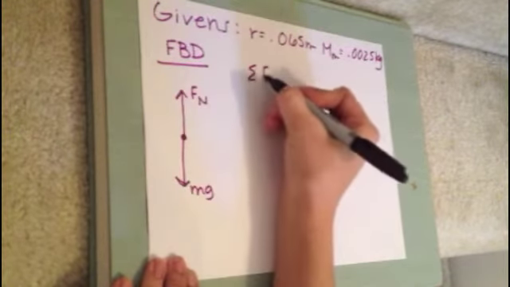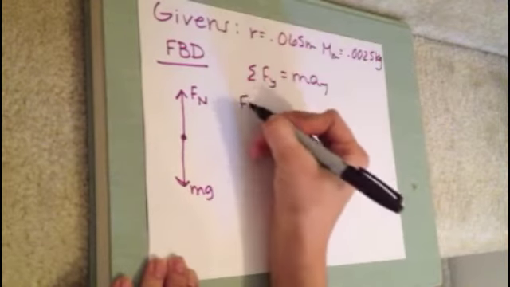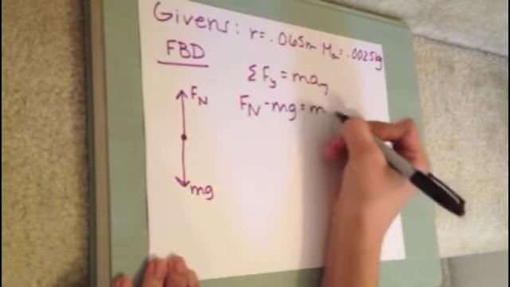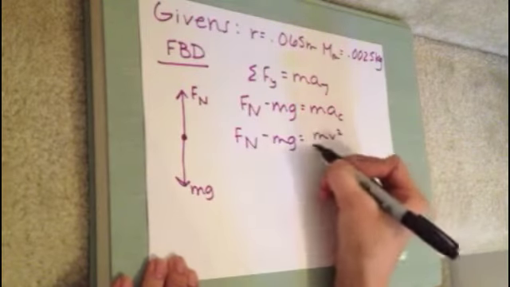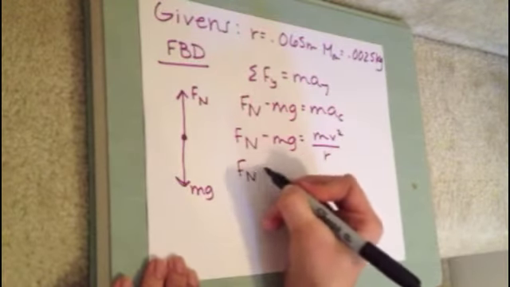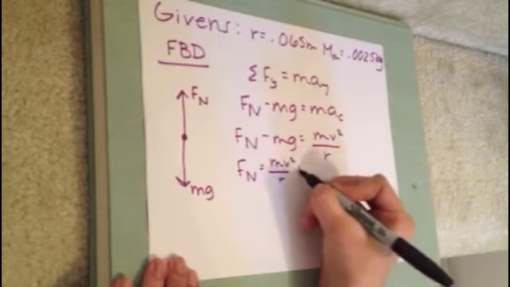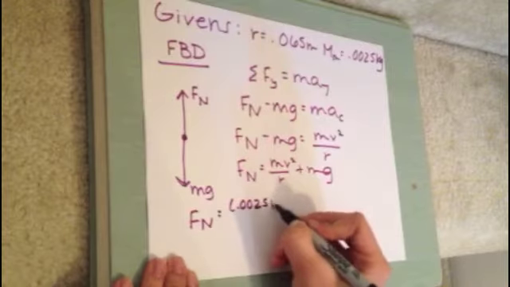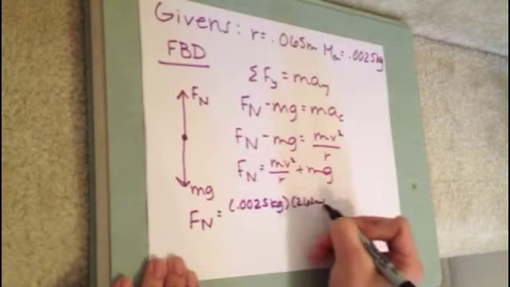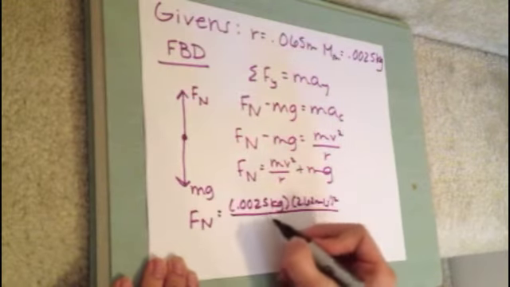After drawing your FBD, write that the sum of forces equals may. Then write whether your forces are positive or negative. Remember that ay turns to ac because it's centripetal acceleration. ac then turns to v squared over r. Plug in your numbers and solve for Fn.